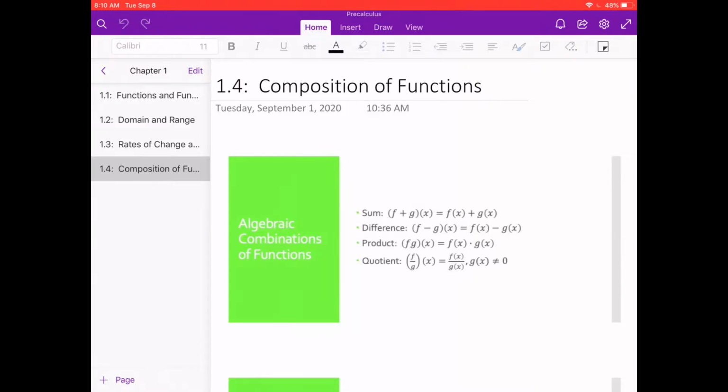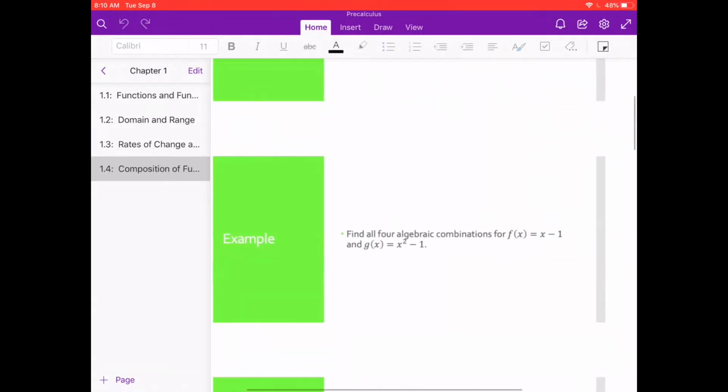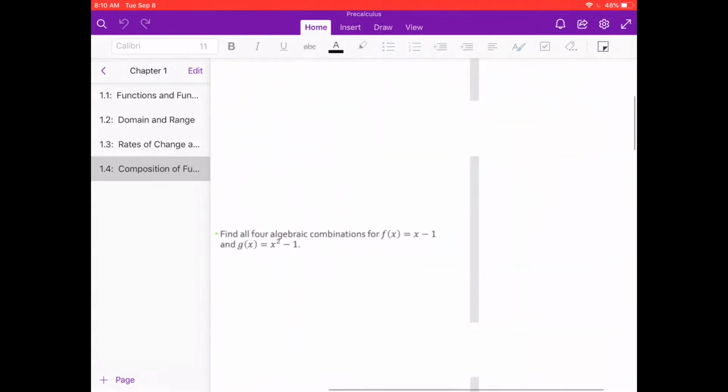To do f plus g of x, you just take f of x plus g of x and simplify. Difference is the same thing except now you're subtracting. Product, same thing, now you're multiplying. And quotient, same thing, but now you're dividing. Notice that g of x cannot equal 0 because remember you can't divide by 0. So let's find all four algebraic combinations for f of x and g of x.